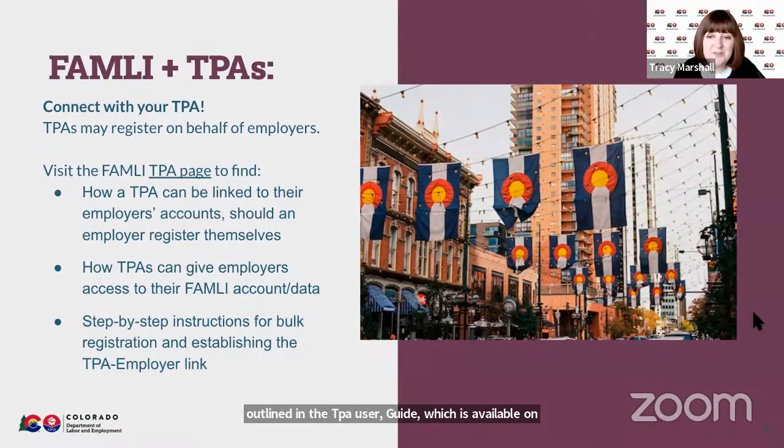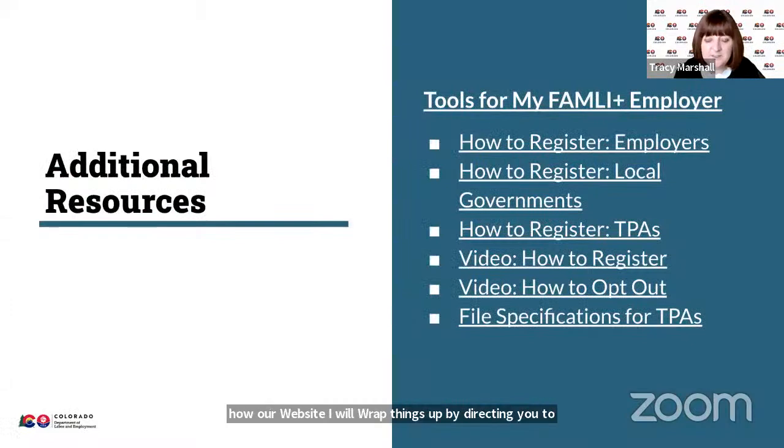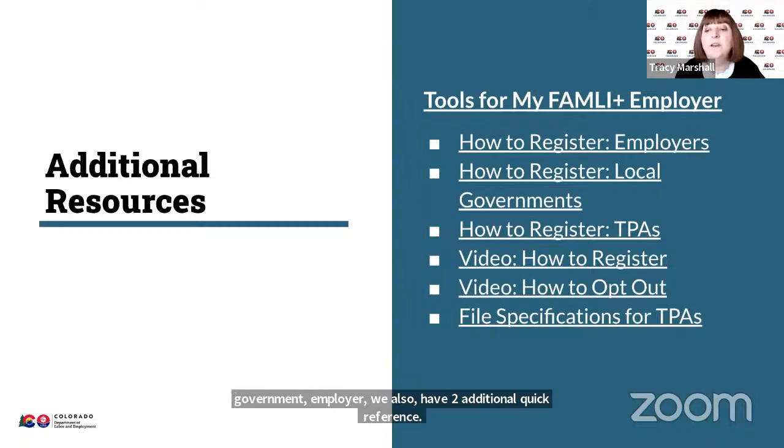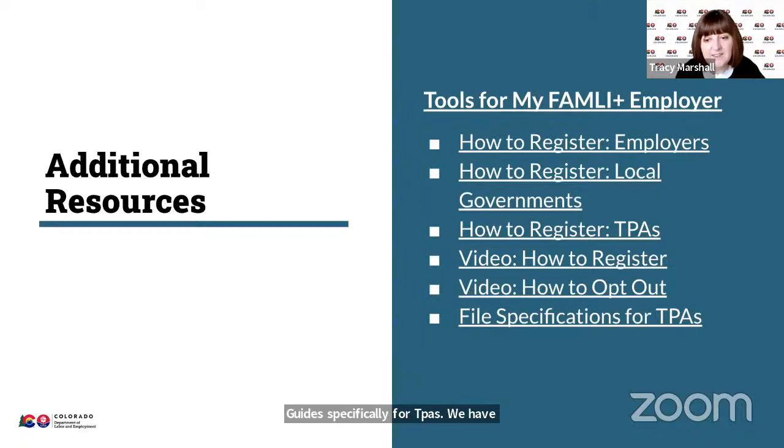I will wrap things up by directing you to the additional online resources. On our My Family Plus employer page, you'll find step-by-step instructions for employers, local governments, and TPAs. We also have how-to videos on how to register and how to submit your opt-out letters if you are a local government employer. We also have 2 additional quick reference guides specifically for TPAs. We have file specifications for TPAs and sample file templates for those TPAs who will be bulk registering on behalf of the employers they serve.